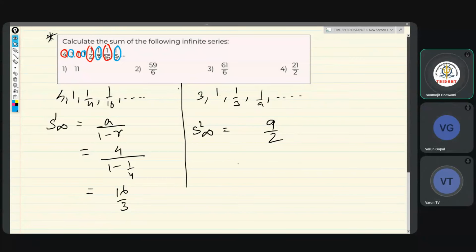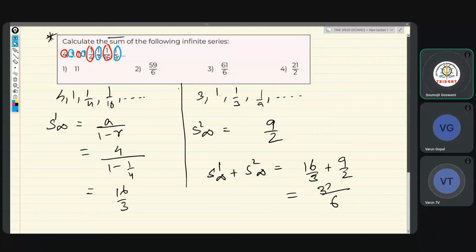Now, obviously, we are going to sum them. So we'll add S1 infinity plus S2 infinity. That is going to be 16 by 3 plus 9 by 2. Just observation, right? So this is going to be how much? Add it like that. This is going to be 32 plus 27 by 6, 59 by 6.